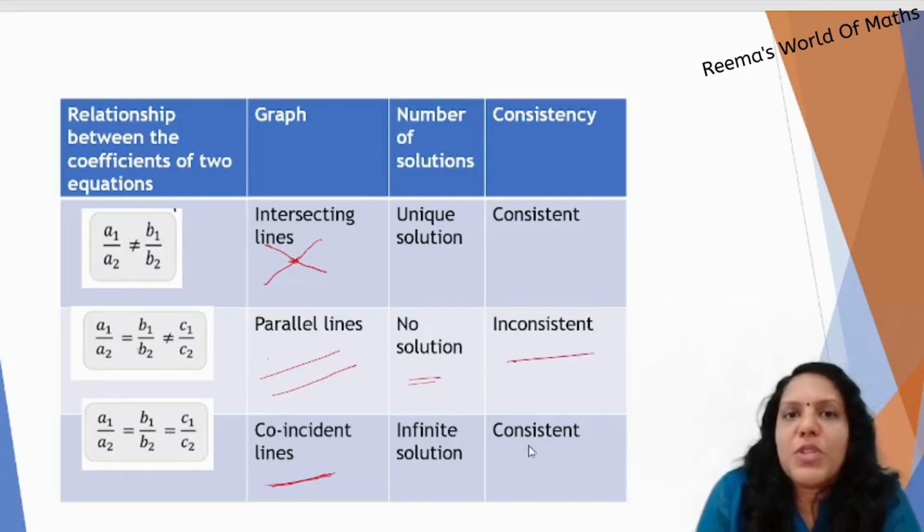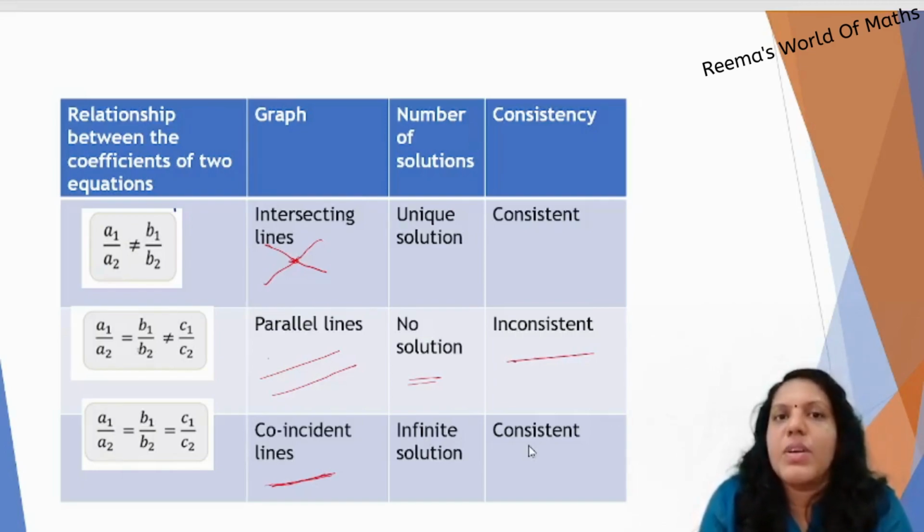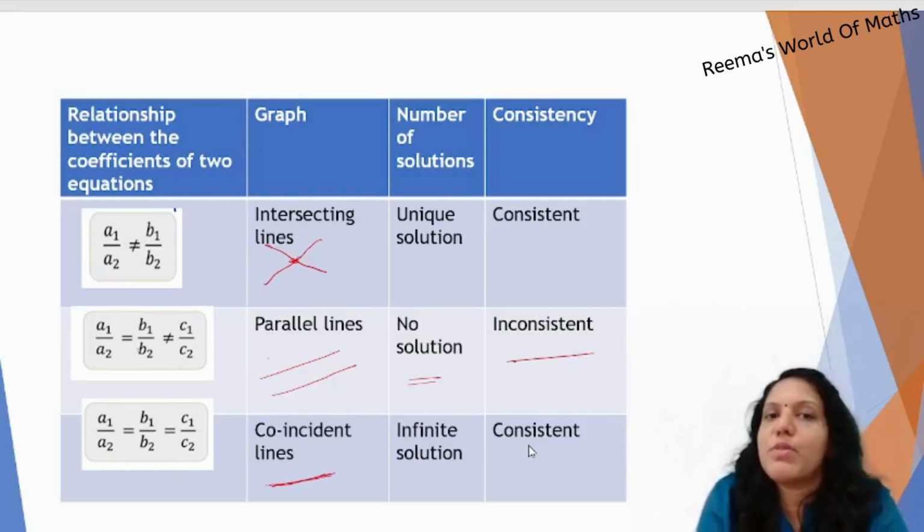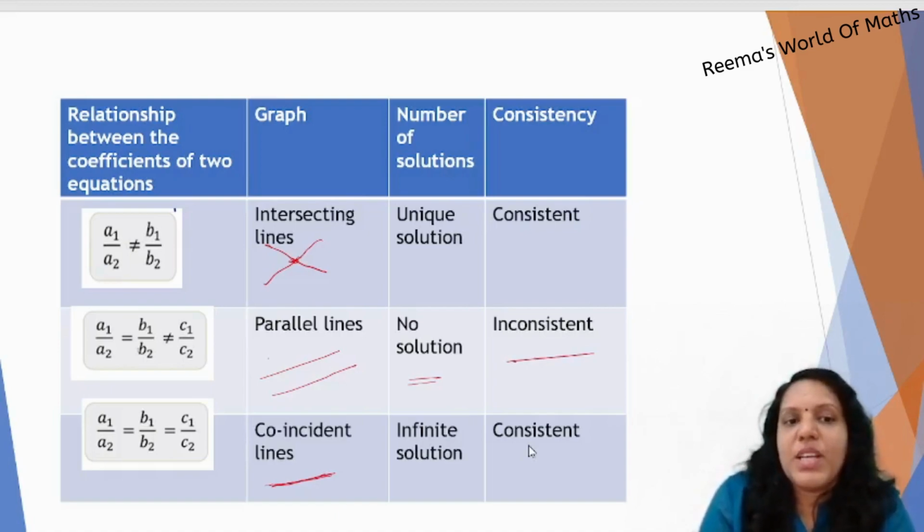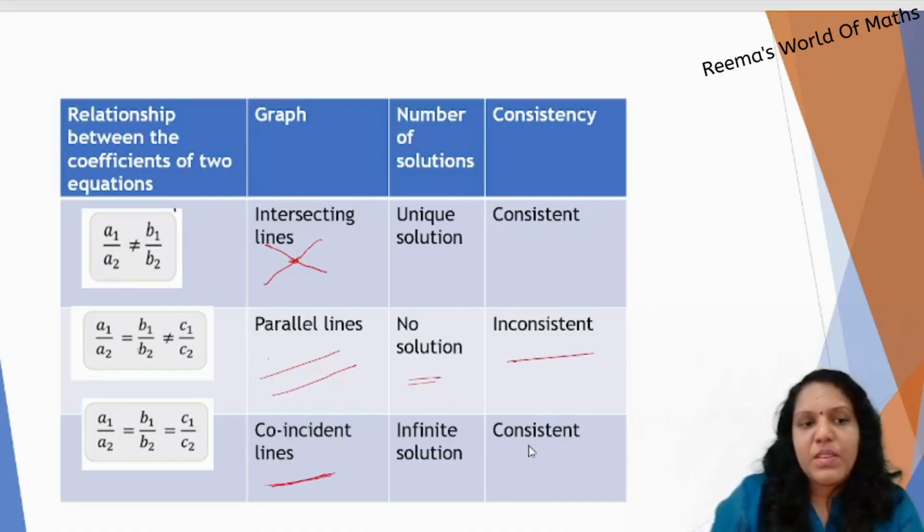So by looking at the graph, if we plot two different linear equations, we know the number of solutions, the consistency of that pair of equations, and the relationship between their coefficients. So I hope you are clear on this. In the next video we will discuss the various methods used to solve a pair of linear equations. There are three different methods used in algebra that we will discuss in the next video.